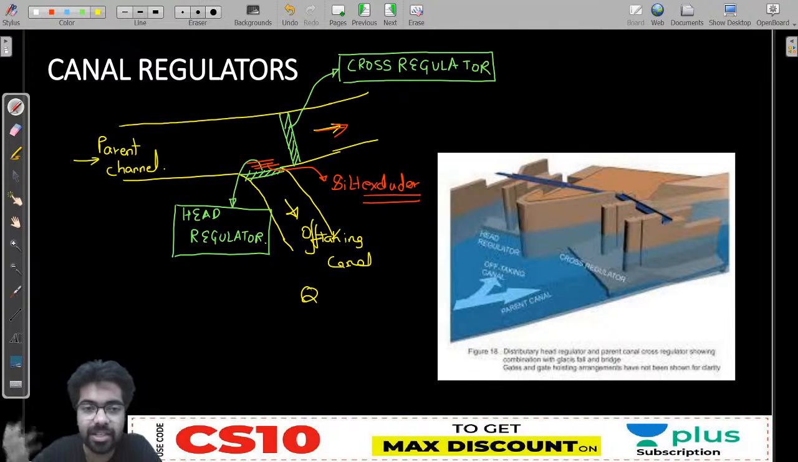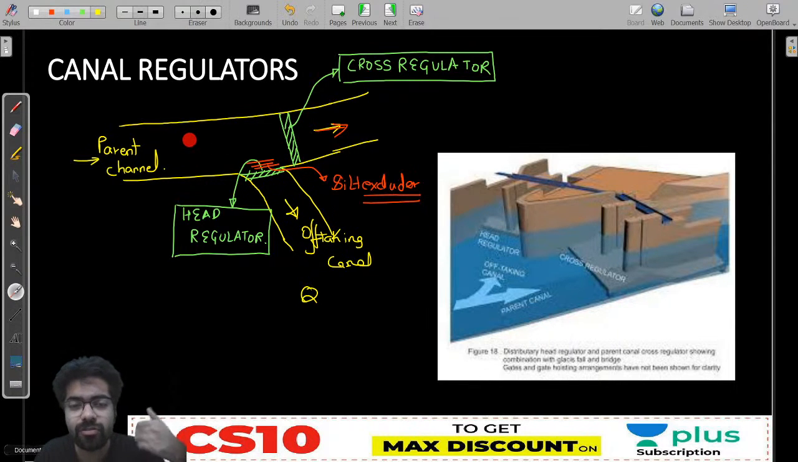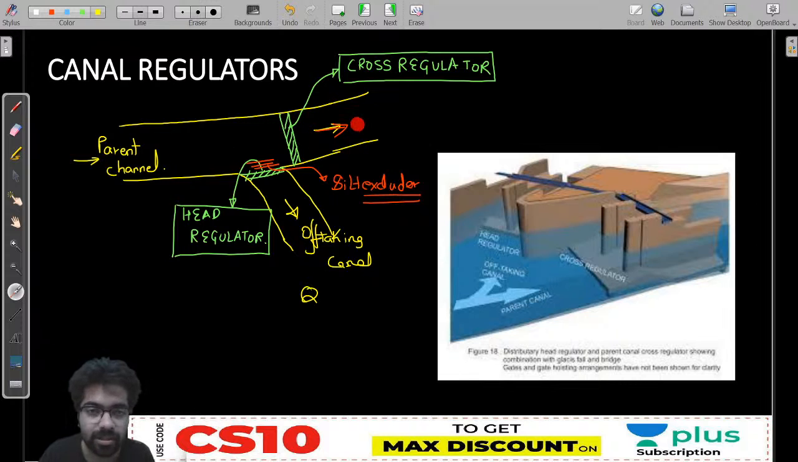Okay, in your main river, discharge has increased. So now what will happen? When discharge increases, we will open the gates of the cross regulator because extra discharge has come due to flood or anything. Whenever discharge in your parent channel increases, we will open the cross regulator so that the discharge going into the off-taking canal is constant. Whenever extra water is there, we will divert it through the cross regulator, and the discharge going in the canal will remain constant. Earlier it was Q, now it will also be Q because extra water will be removed from here. This is the first case.